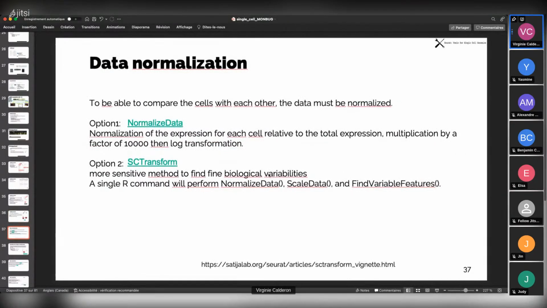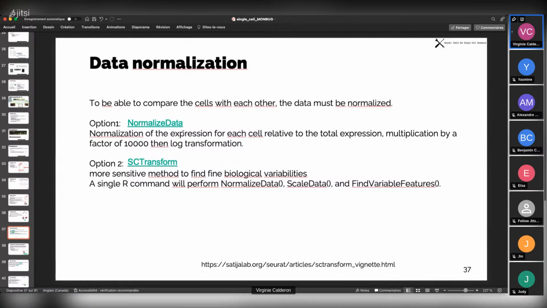So now that we have good quality cells, we can start the analysis. The first step is the normalization. Seurat offers two options for the normalization. The first is with the NormalizeData function. It was the first function they developed. In this case, they were normalizing the data relative to the total expression in the cells, multiplying this by a factor of 10,000, and then applying a log transformation. This was the first way to normalize the data proposed by Seurat.